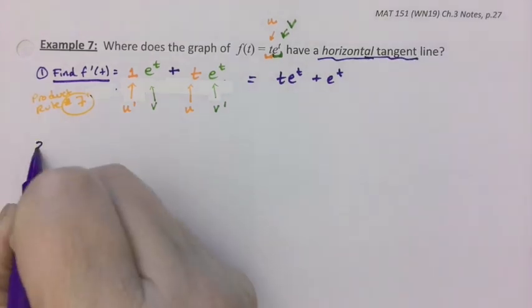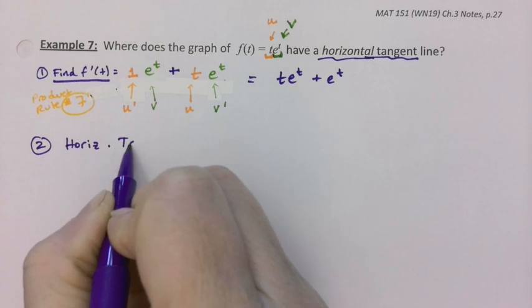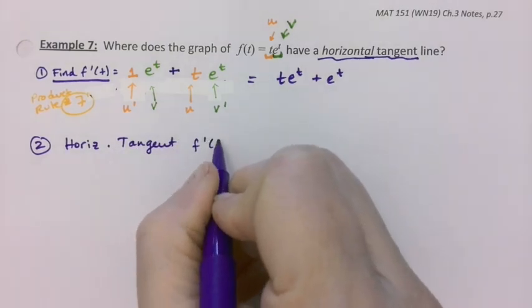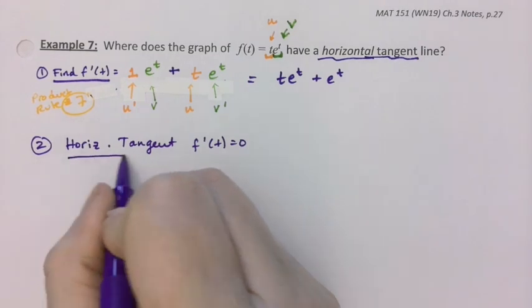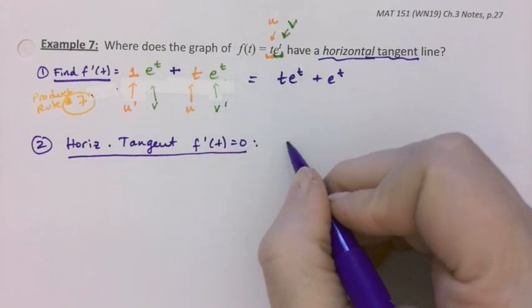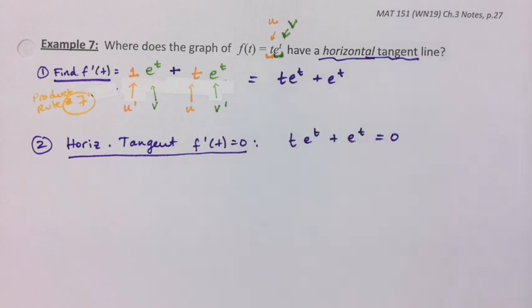A horizontal tangent line would be when the derivative would be equal to 0, would have f prime of t equal to 0. So that's what we're going to do. So I'm going to take that derivative that I just found, so t e to the t plus e to the t. I'm going to set it equal to 0.